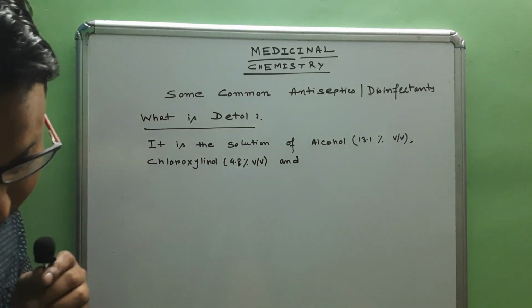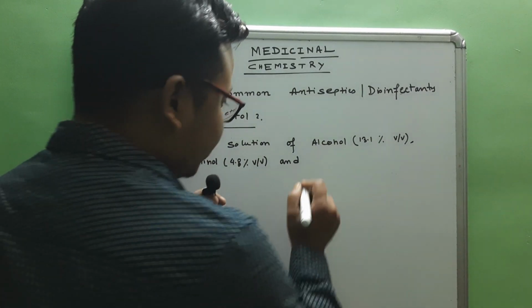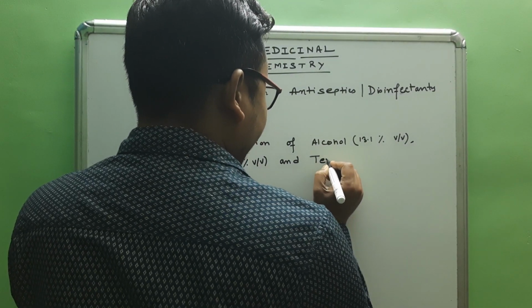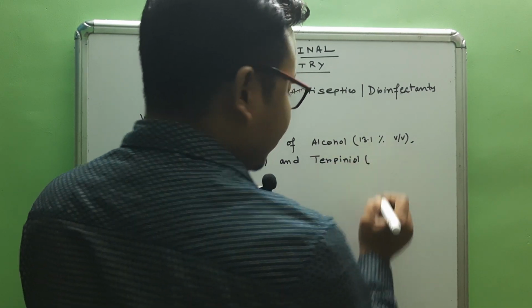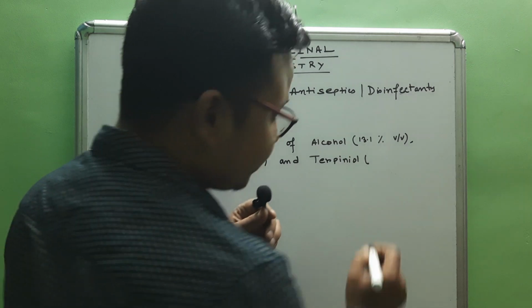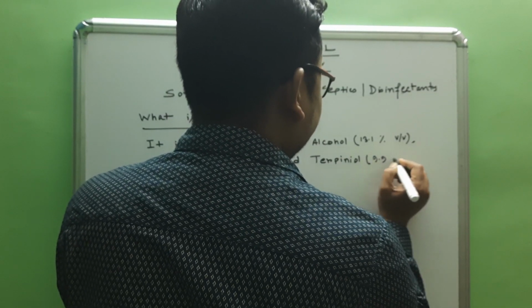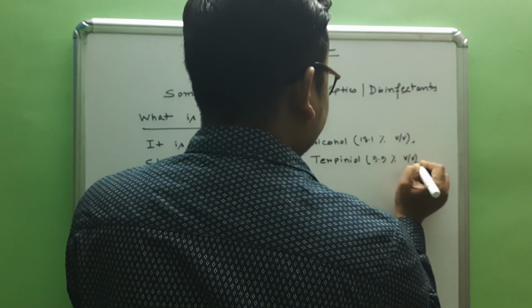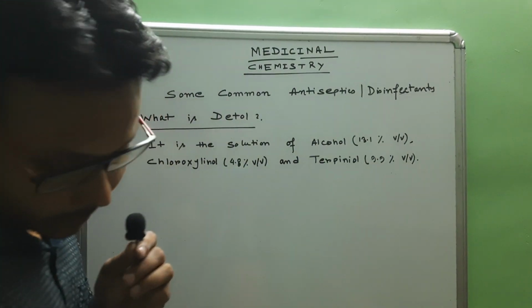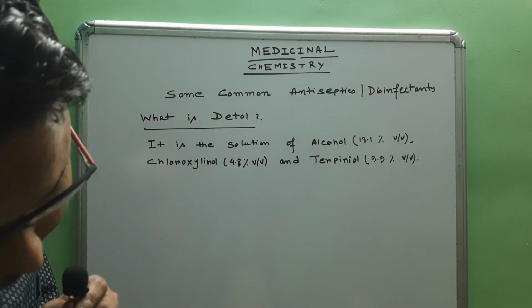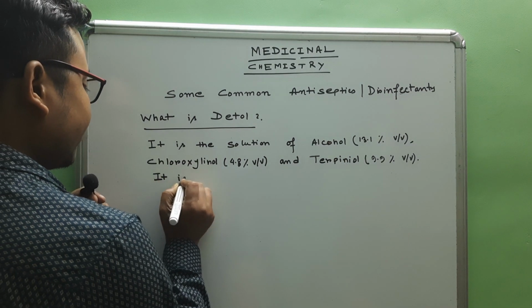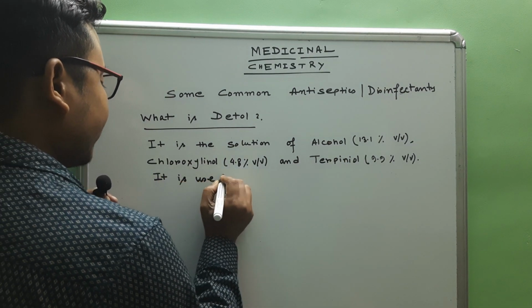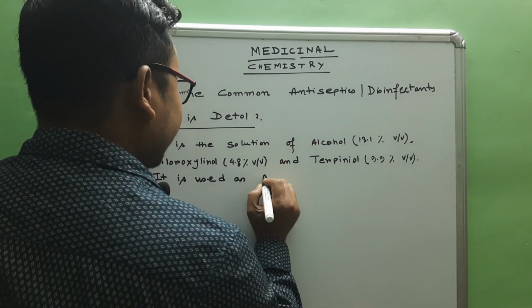And terpineol, and the volumetric percentage of this is 9.9% volume by volume, and the rest of the percentage is water. It is used as an antiseptic.